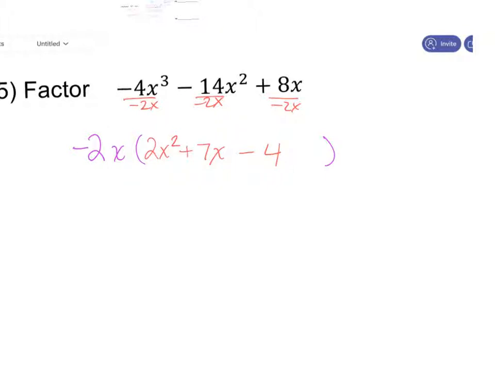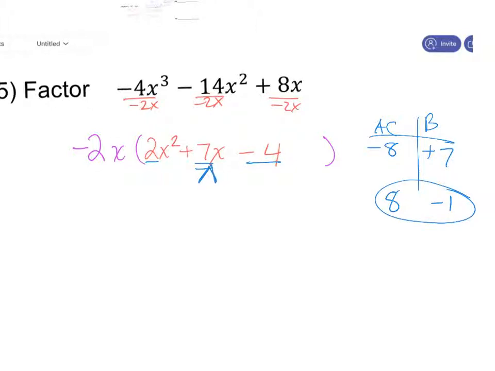I am not done because I have a quadratic trinomial that must be unfoiled, right? ACB, dudes, ACB. So I'm going to ask myself, all right, I'm going to factor this parentheses and I'm going to look for the numbers that multiply to negative 8 that add to positive 7. It would be 8 and negative 1. Remember that these are the expansion of the middle term.